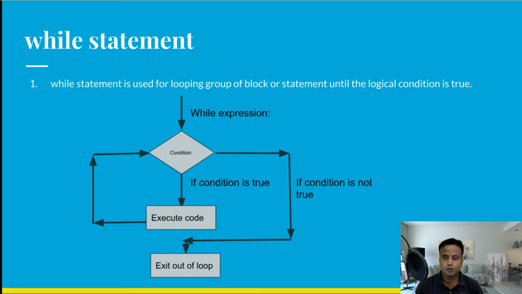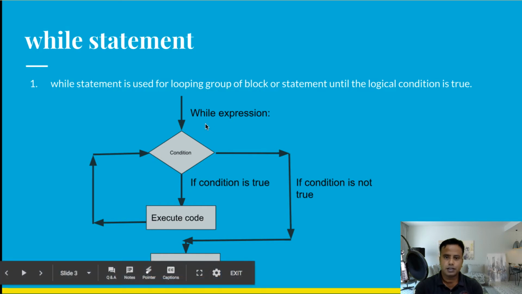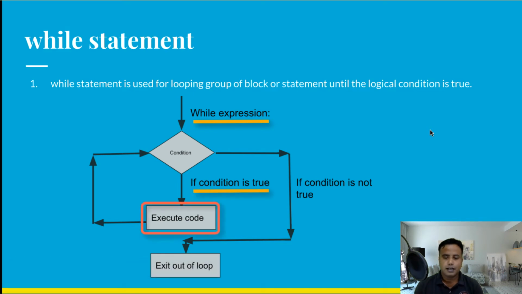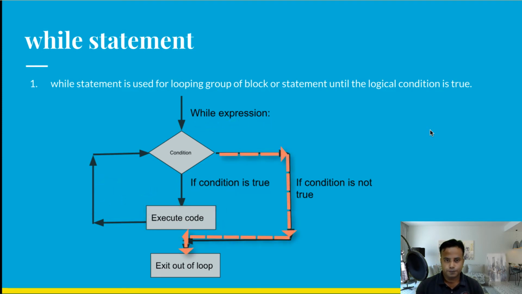Very simple. Use a while with an expression. You can see this is the syntax that you can use, while with an expression, and if the condition is true, the code will be executed. And once again it will loop and check the condition once again. If it is true, it will loop, it will iterate, and once the condition is false, you will exit out of the loop.